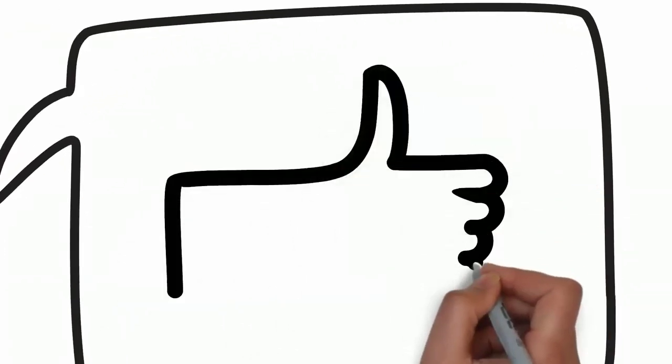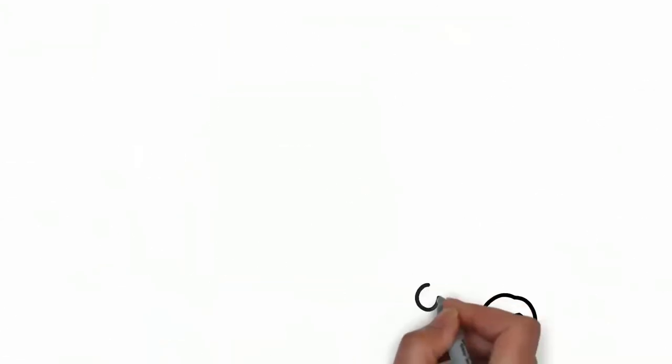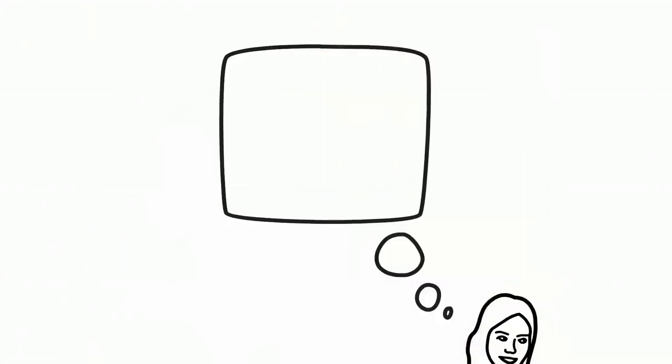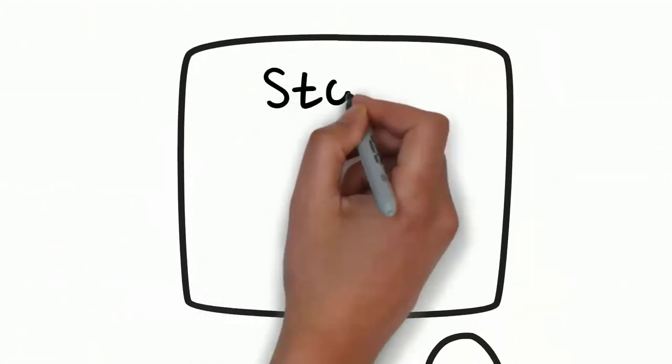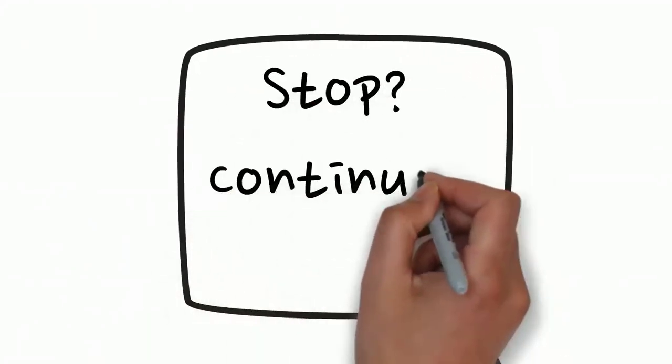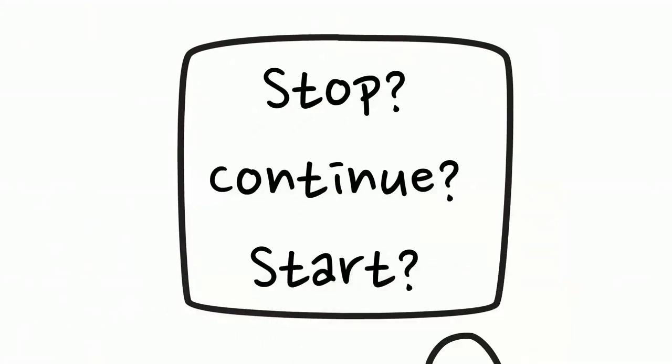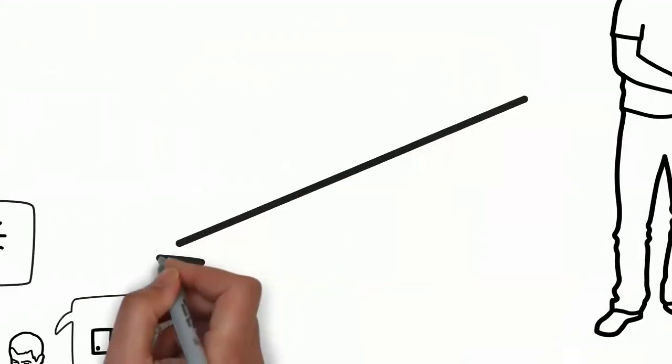So a good boss should always help the team to reflect on three questions. What should we stop doing? What should we continue doing? And what should we start doing? In this way, the team can continue to learn and improve. If not, they can fall back into the norming or even into the storming phases.